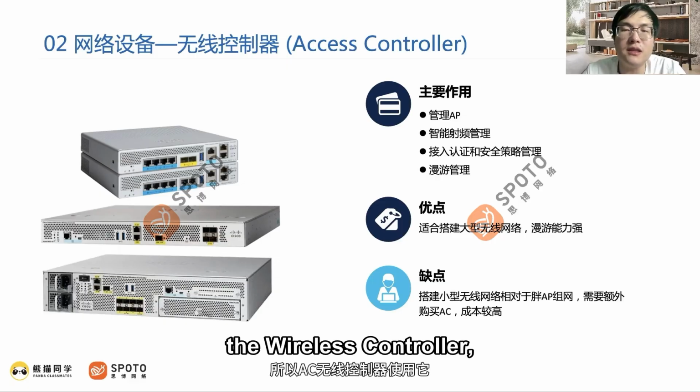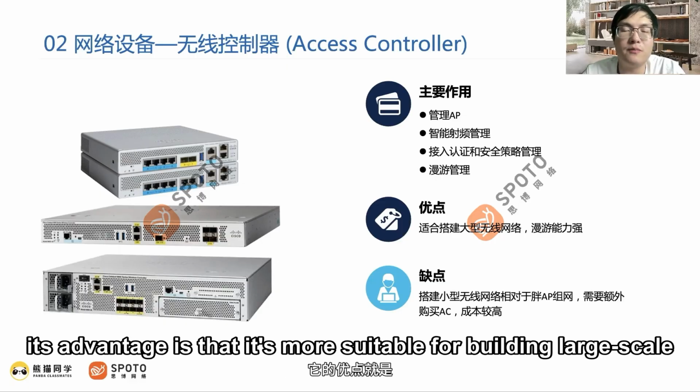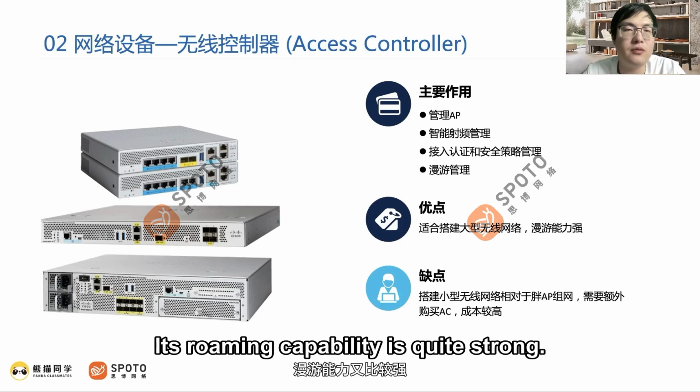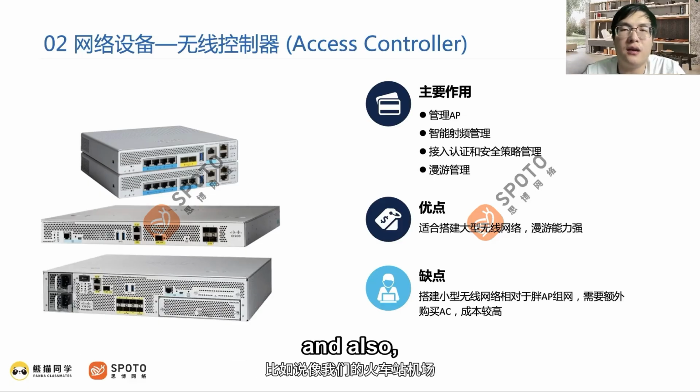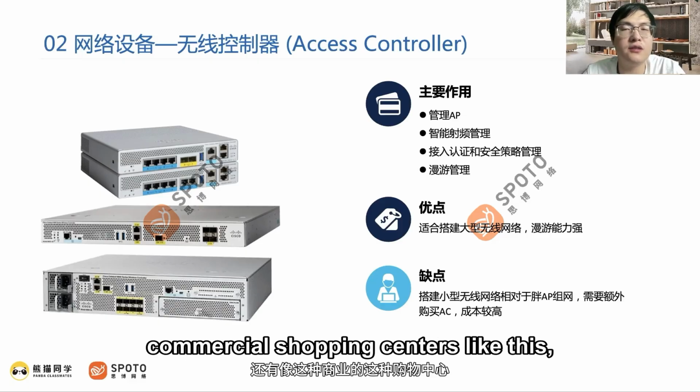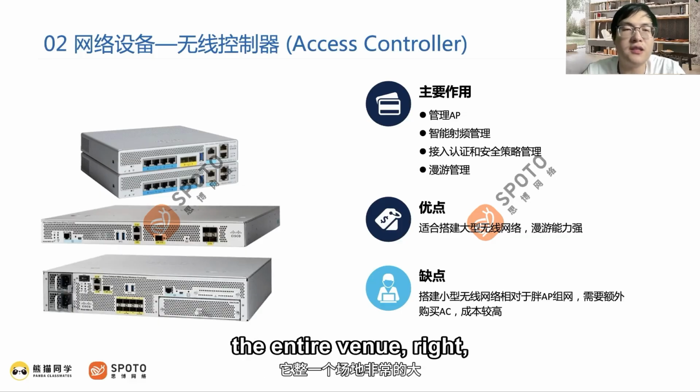The wireless controller. Its advantage is that it's more suitable for building large-scale wireless networks. Its roaming capability is quite strong. For example, places like train stations and airports, and also commercial shopping centers like this. The entire venue, the entire site, is very large.